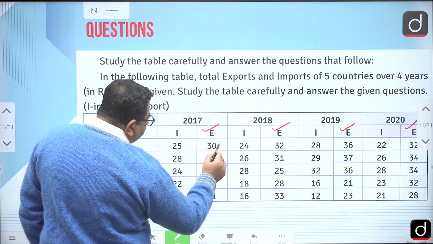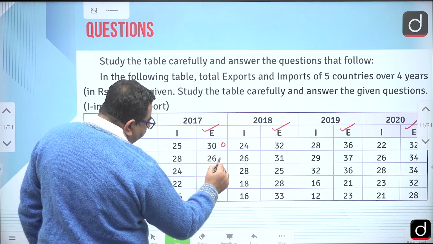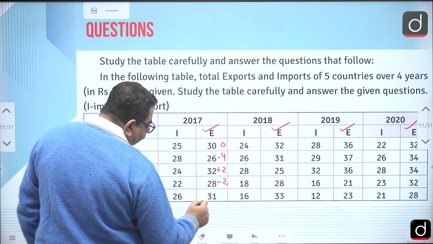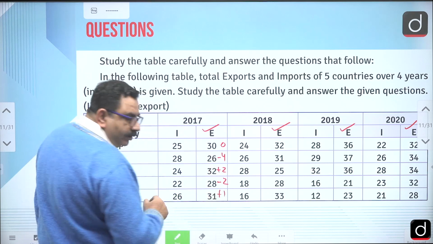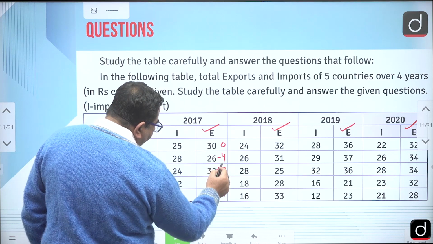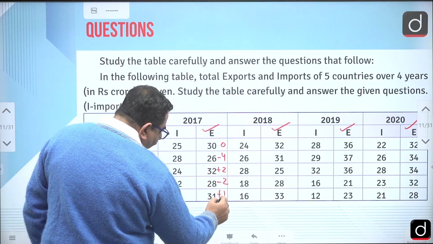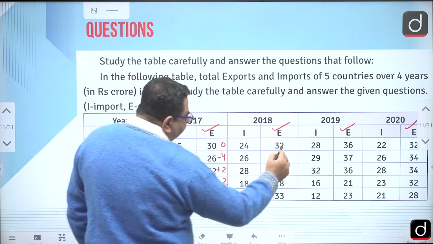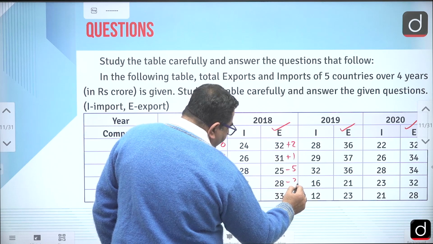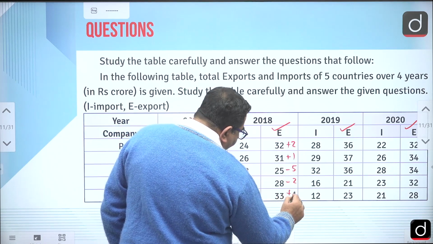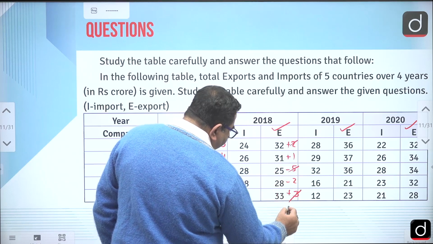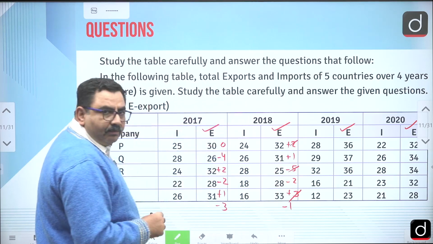So suppose this is 0, this is less than 30, minus 4, this is plus 2, this is minus 2, this is plus 1, right? So we can sum all the deviations. So this is minus 2 minus 4, this is minus 3. In the same manner, this can be checked: plus 2, plus 1, minus 5, minus 2, plus 3, right? 3, 2, 5, and 5 we can cancel. This is giving me minus 1.